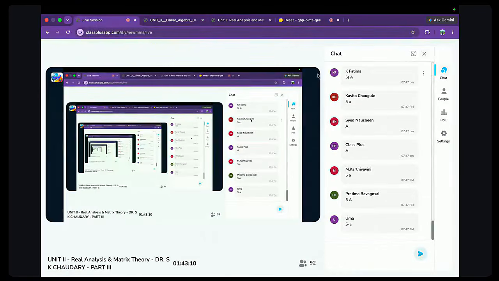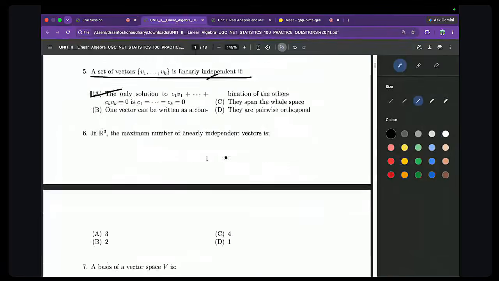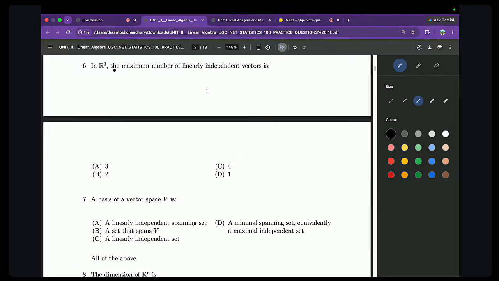Yes, I think it's fine. So next, let's come to 6. They're asking in R3 the maximum number of linearly independent vectors. कितने linearly independent vector R3 में हो सकते हैं?